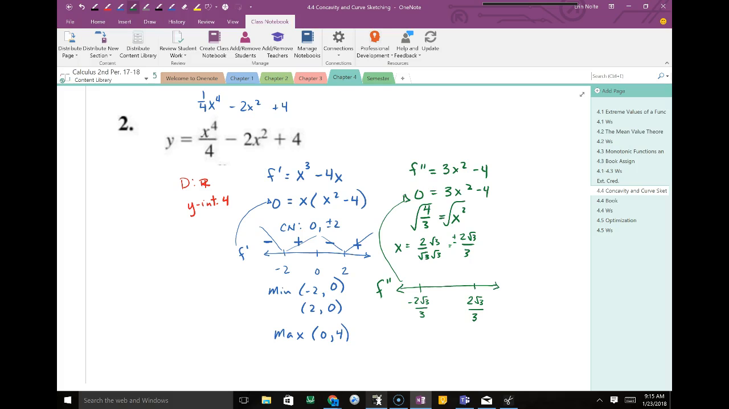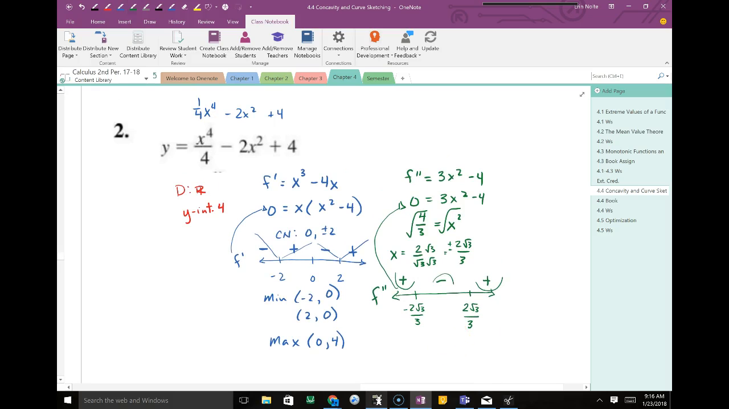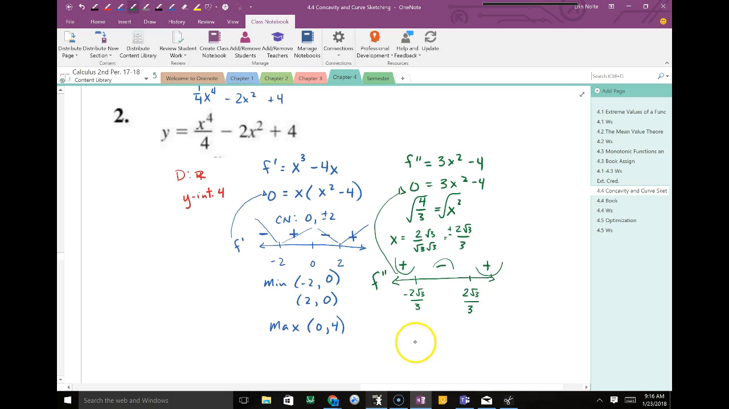12 minus 4. Positive. And then the middle of those two would be like 0. So would that be positive or negative? Negative. And if I plugged in positive 2, that would be just like plugging in negative 2. So this has happy face, sad face, happy face. Do I have any points of inflection? Yes. Okay, where are my points of inflection?